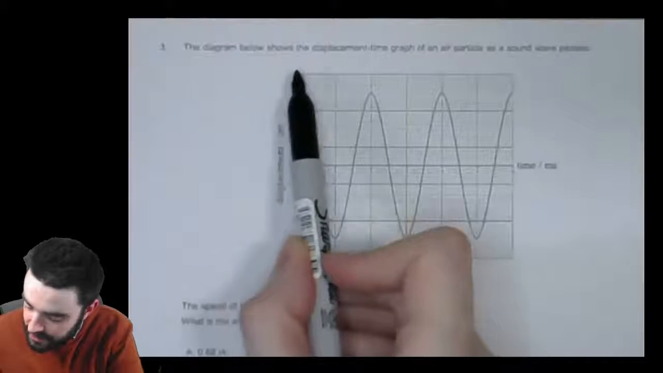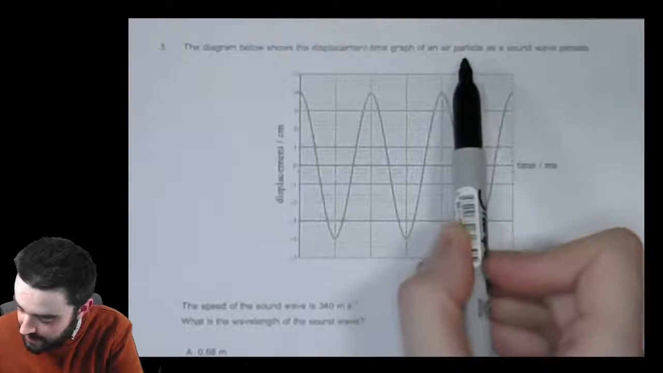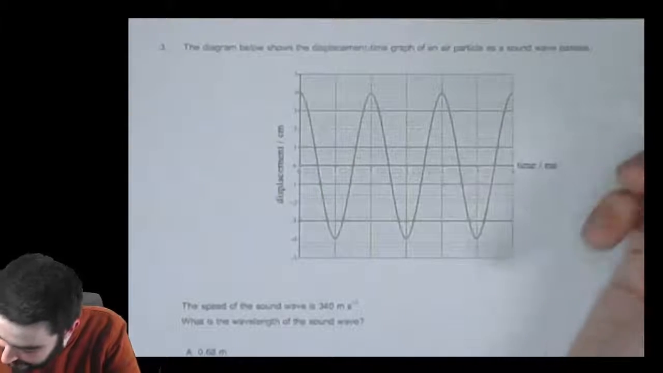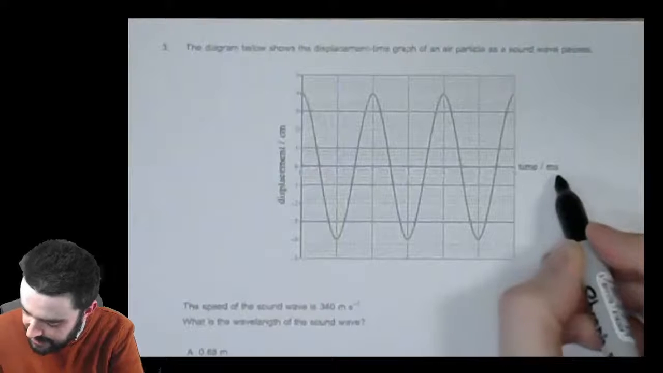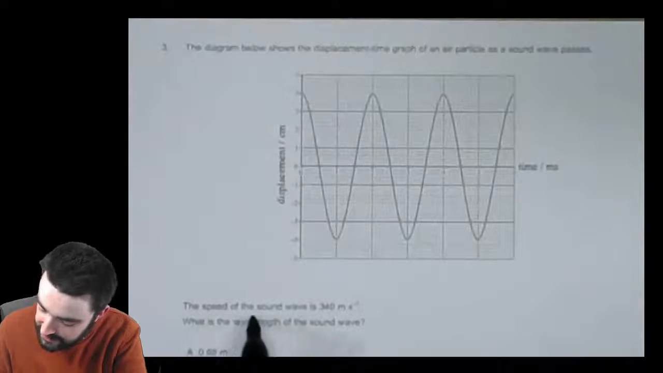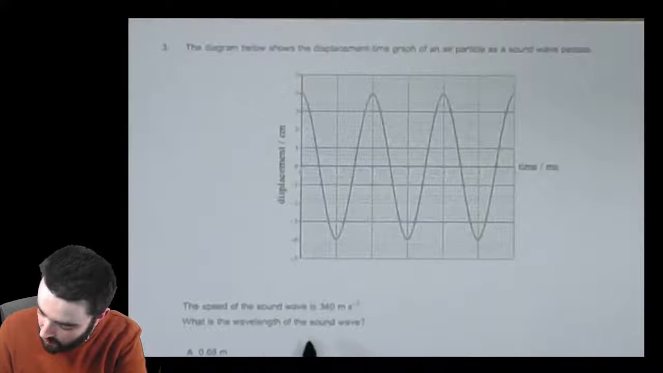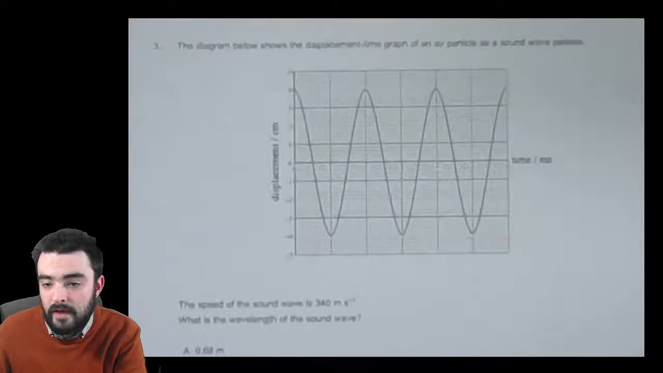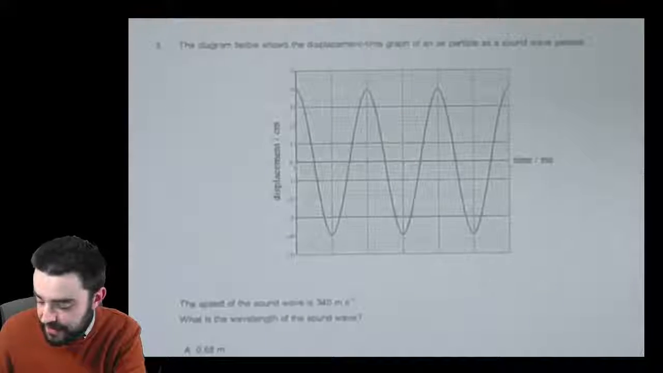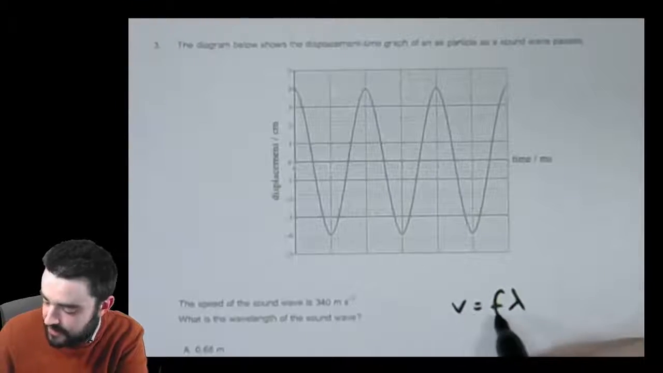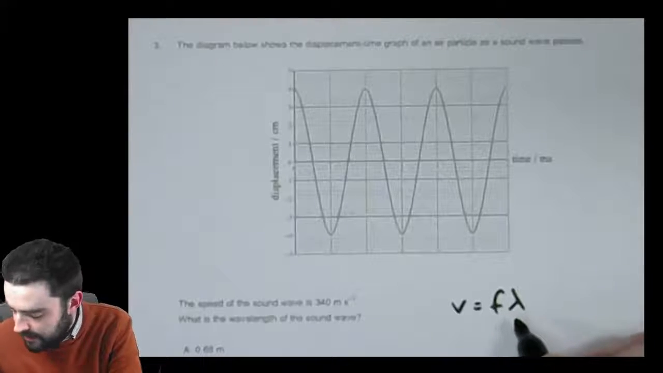The diagram below shows the displacement time graph of an air particle as a sound wave passes. We have displacement in centimeters and time in milliseconds. The speed of sound is 340 meters per second. What is the wavelength of the sound wave? So our basic equation for this is always v = fλ. Speed of the wave is equal to the frequency times the wavelength.